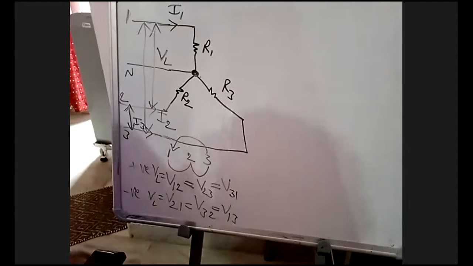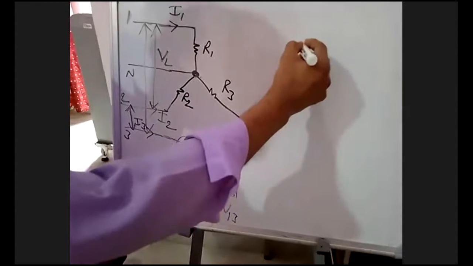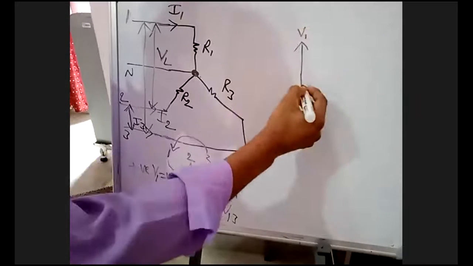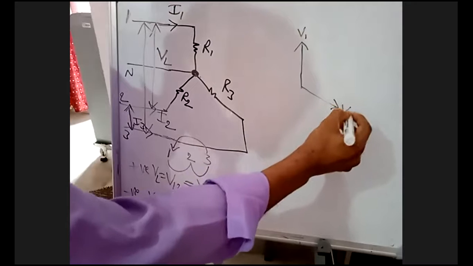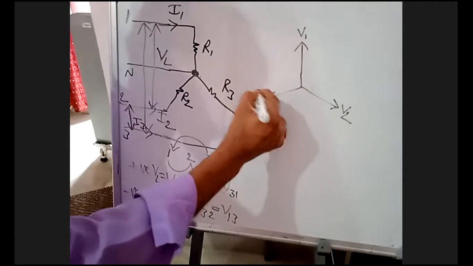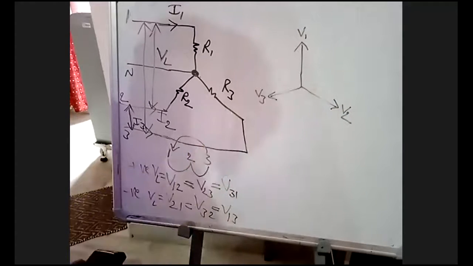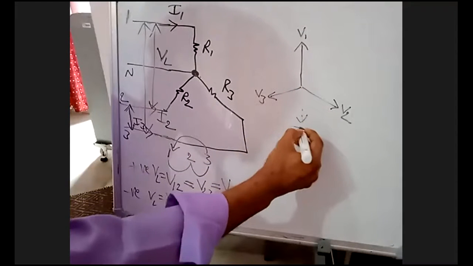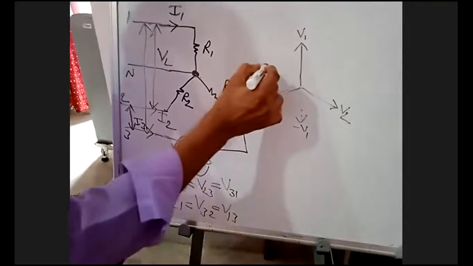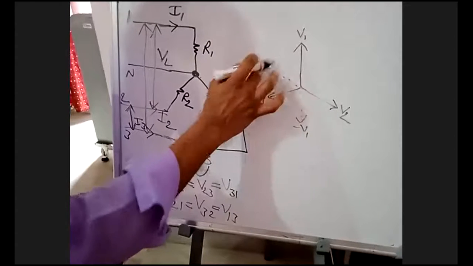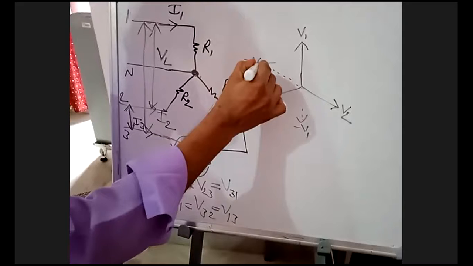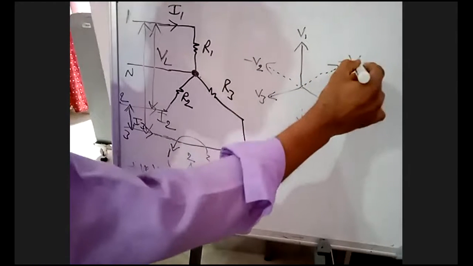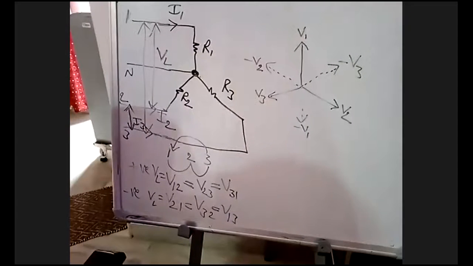So draw the phasor diagram. See how I am drawing. First I will draw the phase voltage: V1. I am drawing phase voltage, not line. Then V2, V3. Here the angle is 120 degrees. Next I will draw the negative phase voltages.